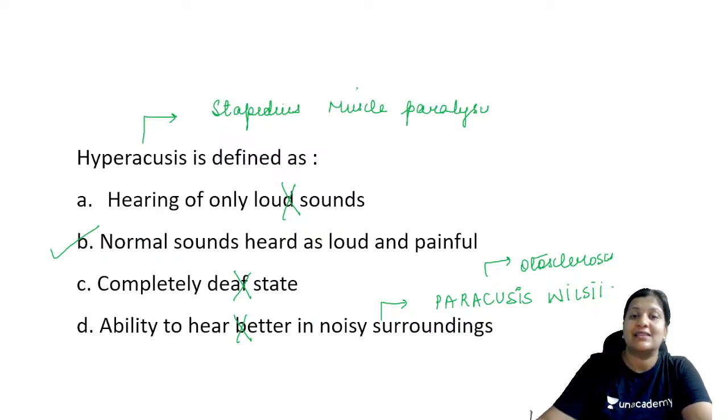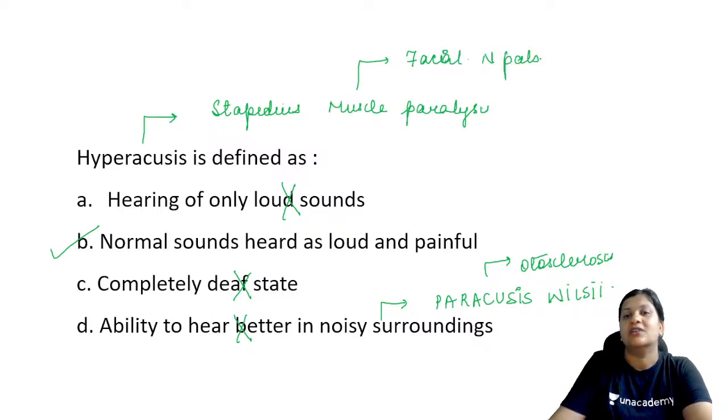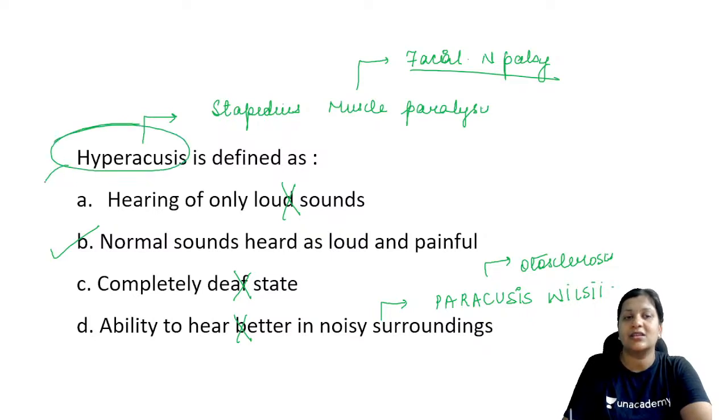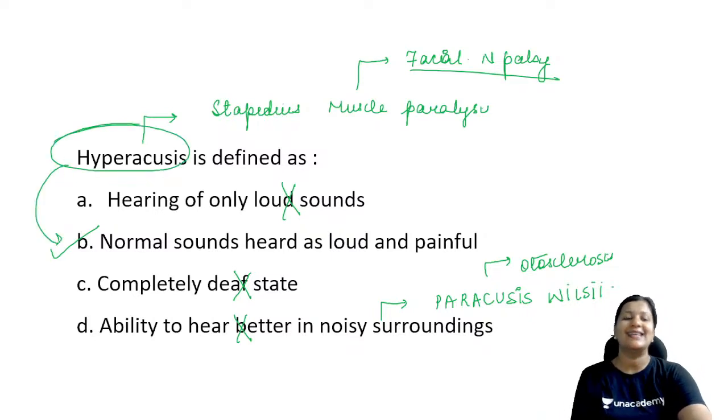Stapedial muscle paralysis will obviously be seen whenever there is a facial nerve palsy. So facial nerve palsy can present with hyperacusis, where normal sounds are heard as loud and painful.